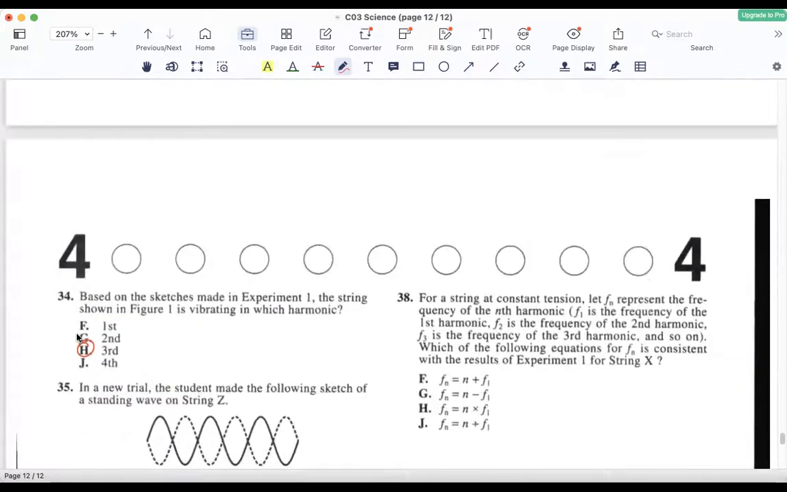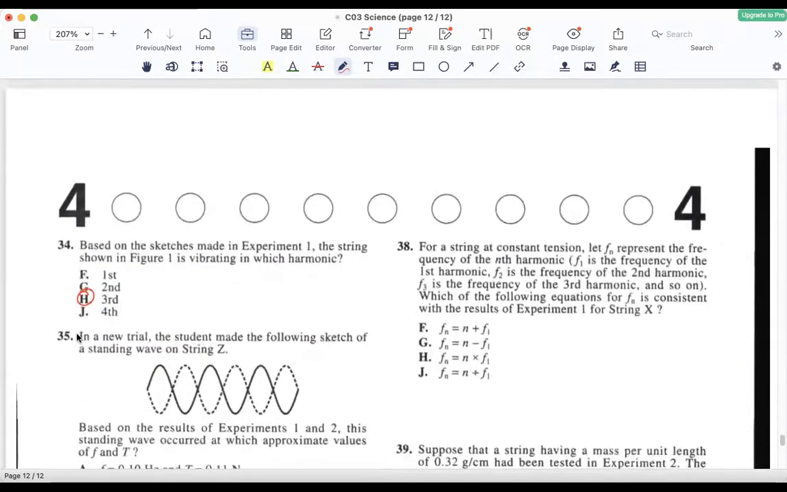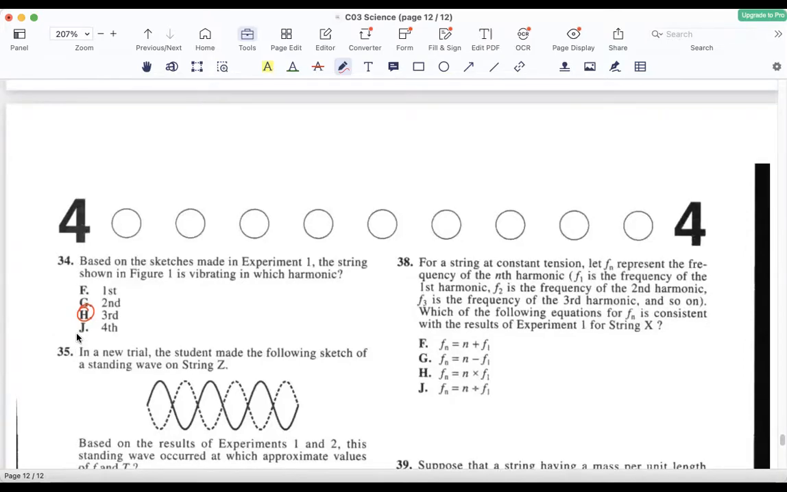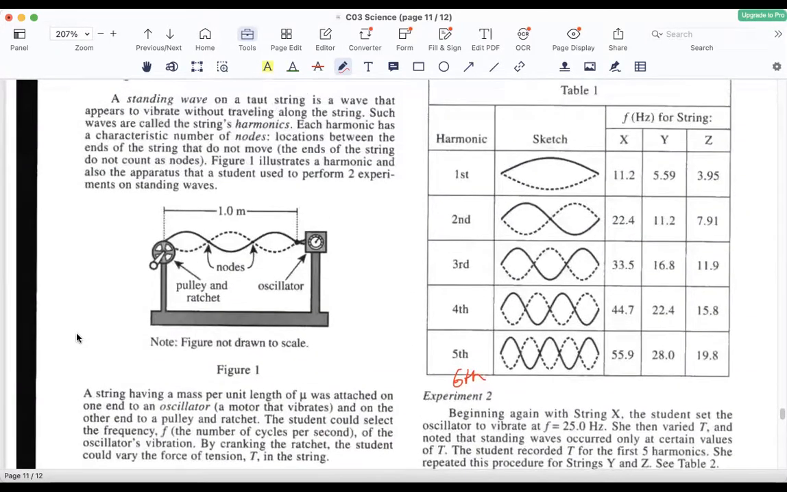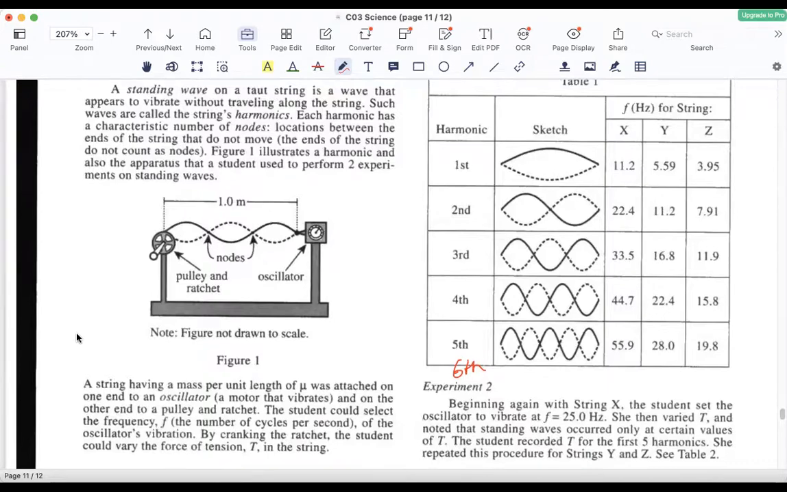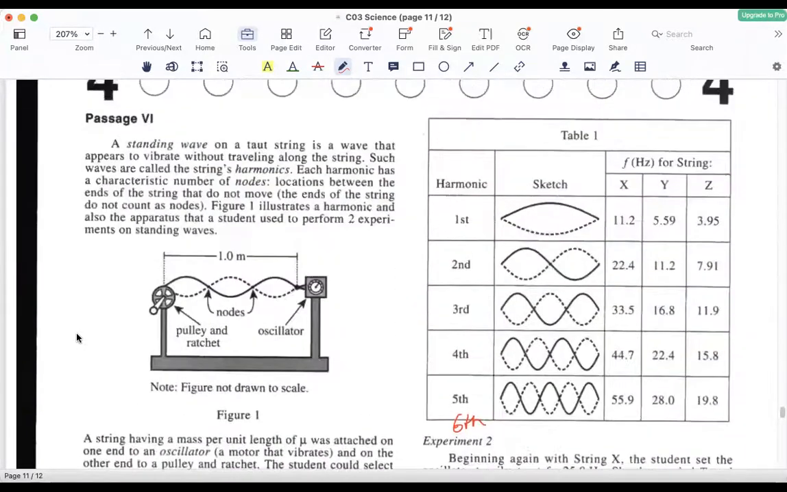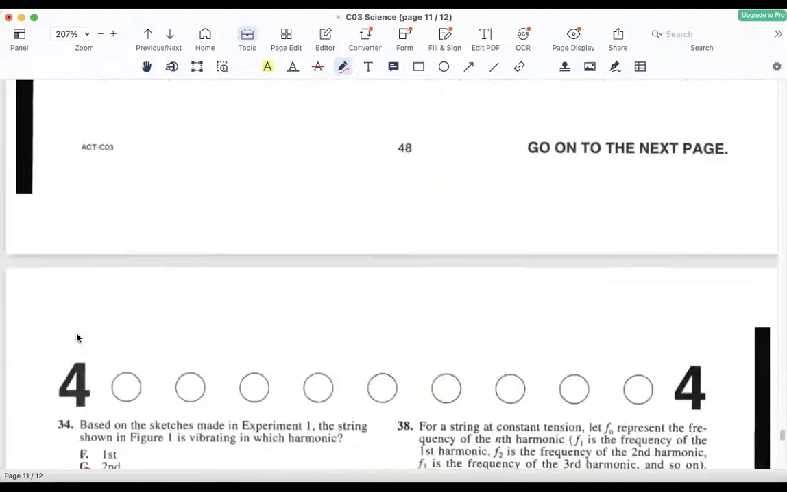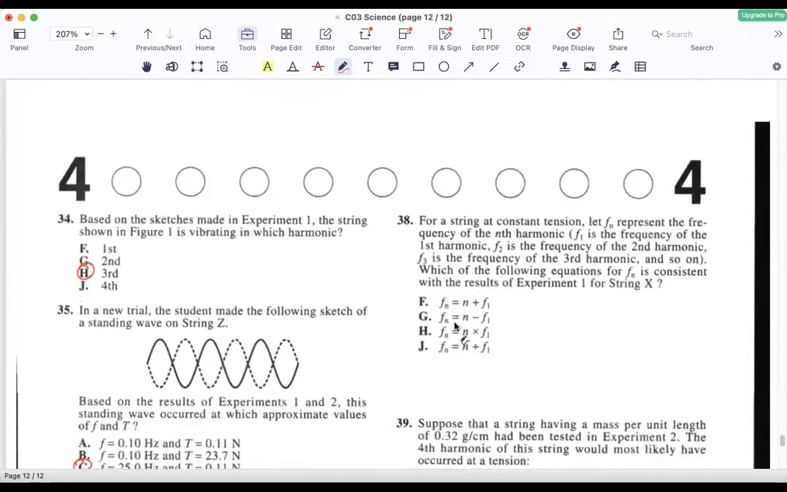For a string at constant tension, let Fn represent the frequency of the nth harmonic. F1 is the frequency of the first harmonic, F2 and so on. Experiment 1 for string X, frequency of the nth harmonic: 2, 3, 4, 5. So it's 5 times F1, right? It's n times F1.